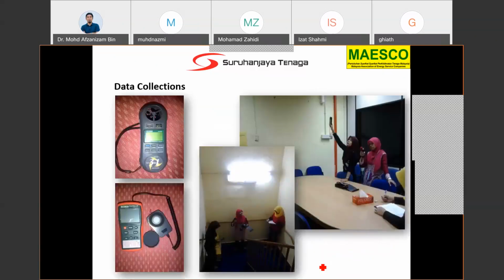So this is the activity that we conducted, data collection using the portable measurement equipment. Okay, so this one is airflow. Maybe they try to investigate the air conditioning airflow, whether it should be reduced or higher based on the thermal comfort of the person at that particular area.